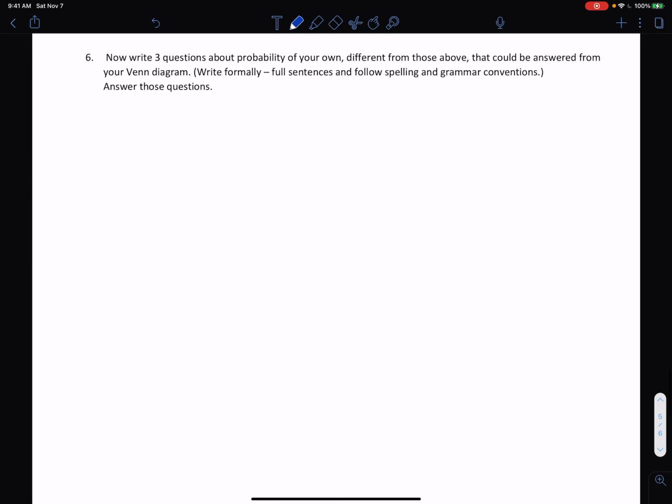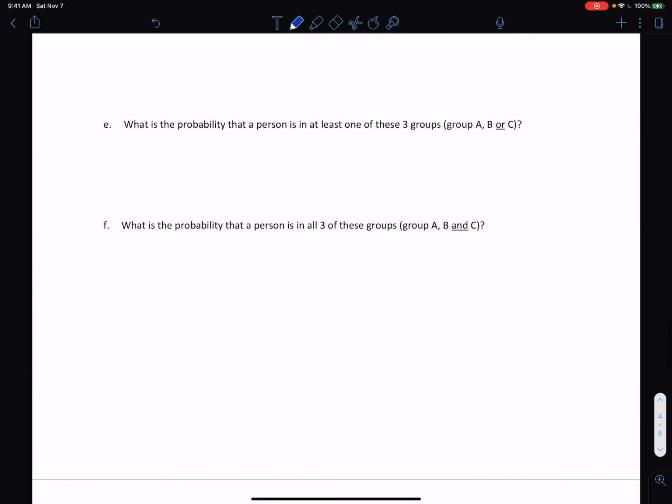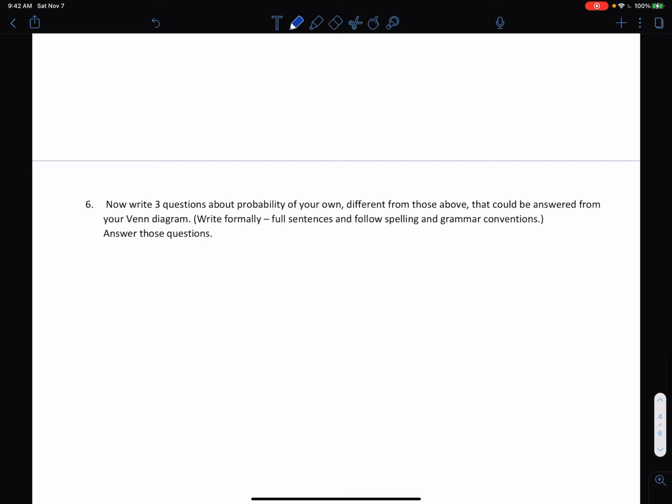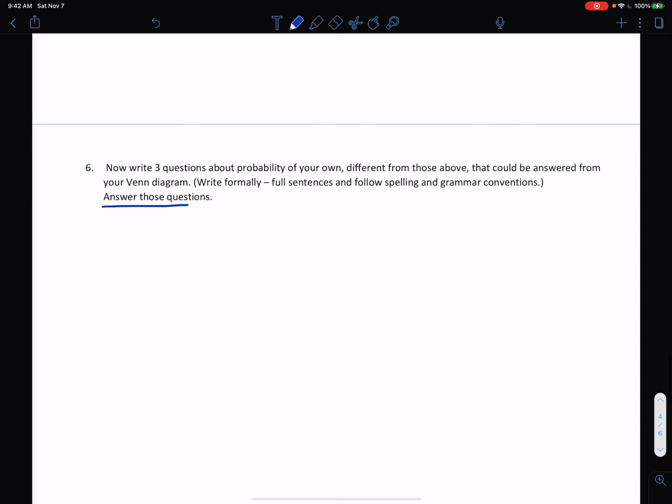In number 6, you're going to write 3 questions about probability of your own that are different from those above that could be answered from your Venn diagram. So for example, if we look above, we have the question, what is the probability that a person is in group A? So one of your questions in number 6 that may be different would be, what's the probability that a person is in group B? So you're going to have to think through 3 different questions that you could ask that have not already been asked. And then you need to answer those questions. So make sure you write the questions and answer those questions.